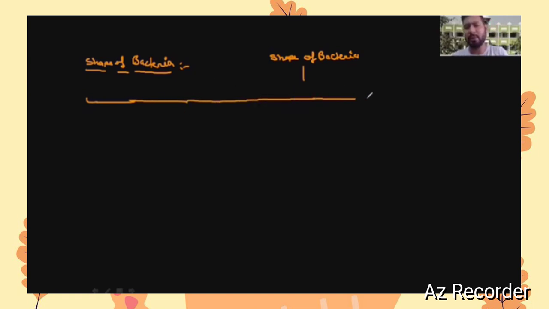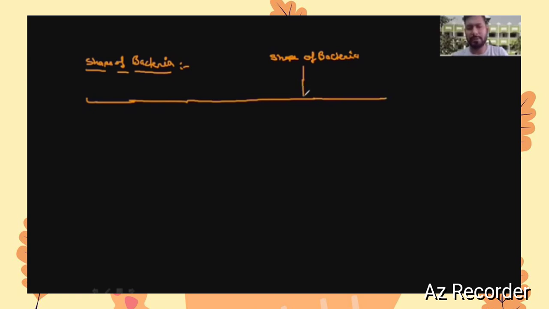Now, they have classified the shape of bacteria in different ways. So now I'm going to draw the shape of bacteria. I'm going to draw the flow chart. In the flow chart it will be clear. So how many types of shape of bacteria are generally found? Okay. So now you can see different shapes. The first one is the spherical shape, coccus.